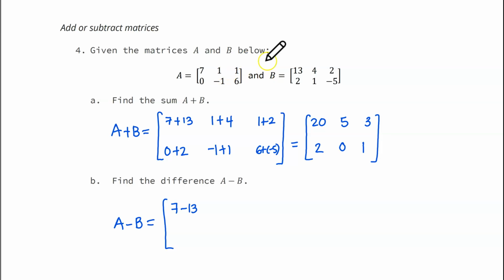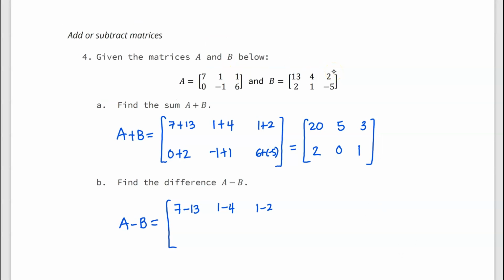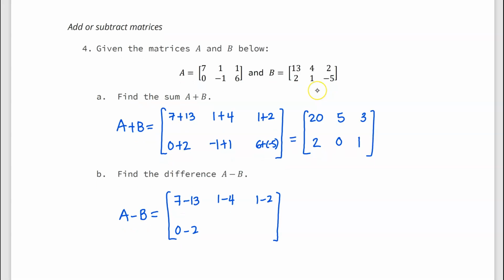And then 1 minus 4, 1 minus 2. Then you have 0 minus 2, negative 1 minus 1, and 6 minus negative 5.